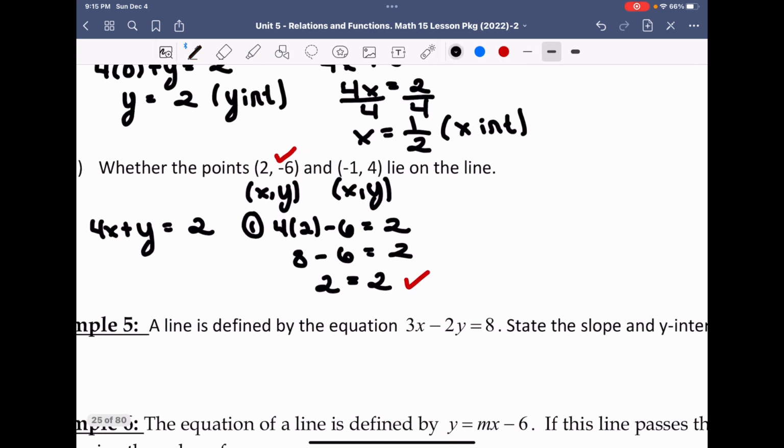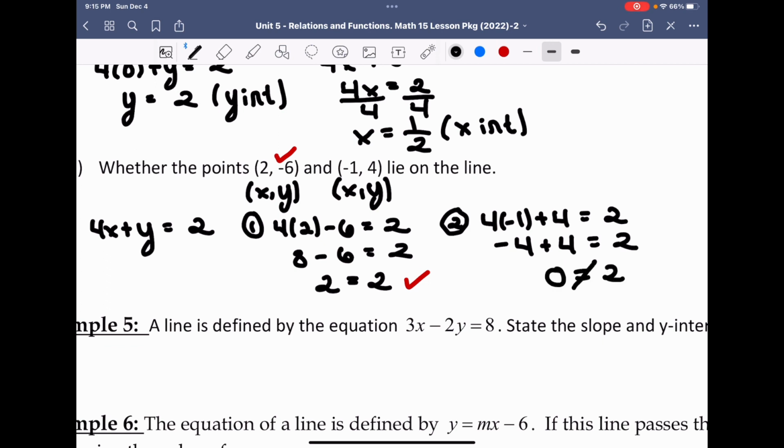Now we go to our second xy point. We plug it in. 4 times negative 1 plus 4 should be equal to 2. Well, 4 times negative 1 is negative 4 plus 4. And that would give us 0 is equal to 2, which definitely is not true. So therefore, this point, negative 1 and 4, is not on the line because our left-hand side did not equal our right-hand side.